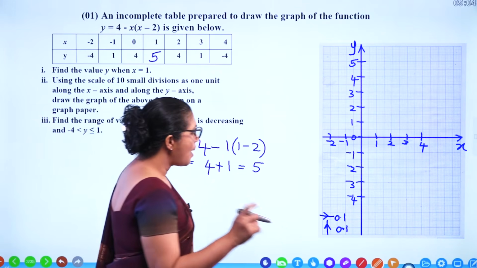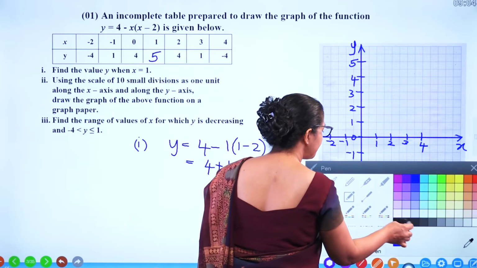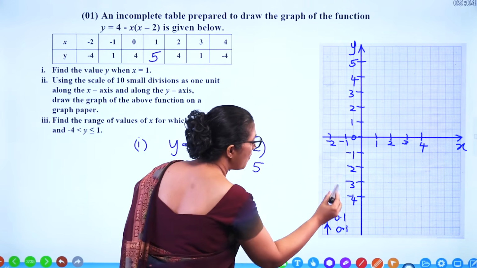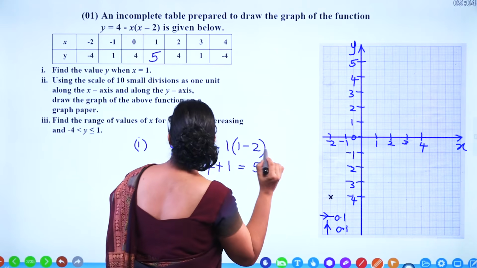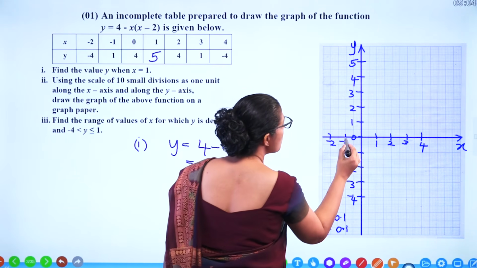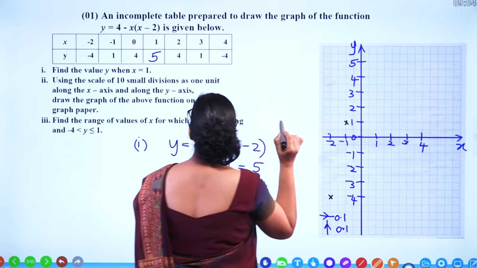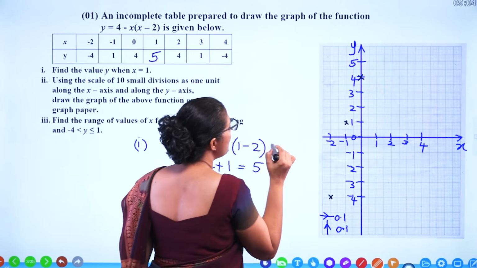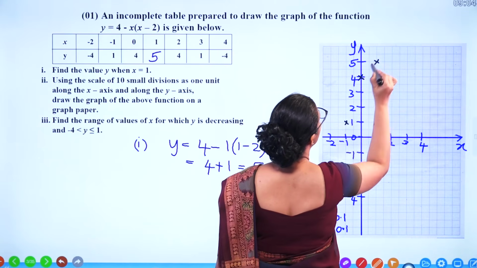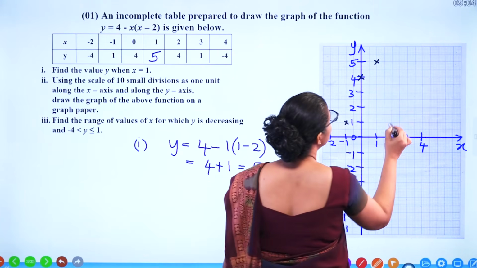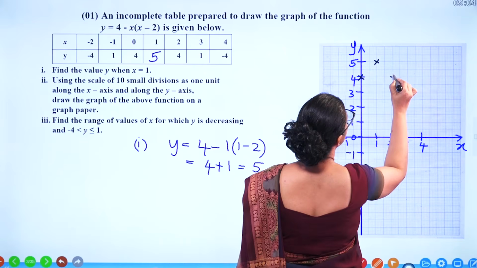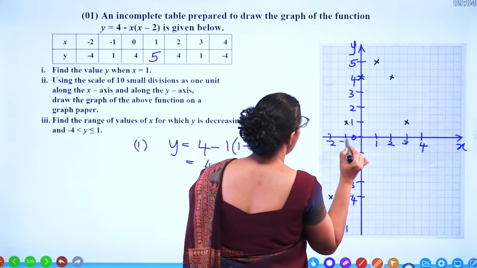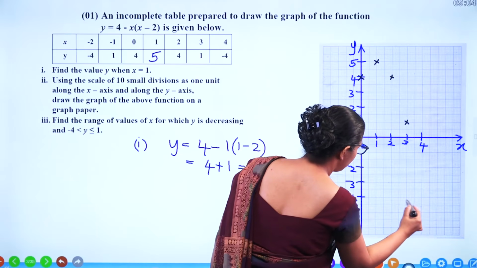And then we can mark the points. Minus 2, minus 4. Minus 2, minus 4 here. Minus 1, 1. 0, 4. 1, 5. 2, 4. 3, 1. And 4, minus 4.